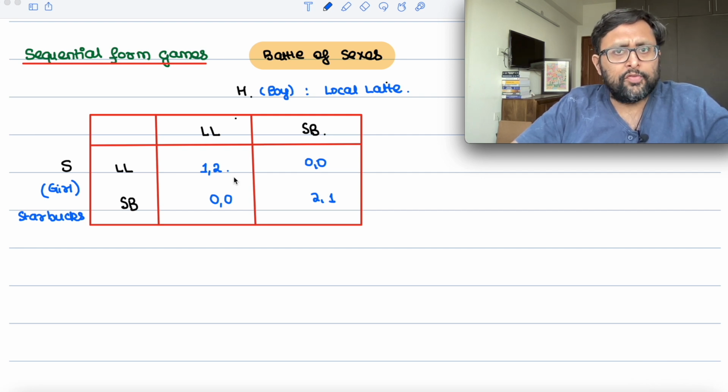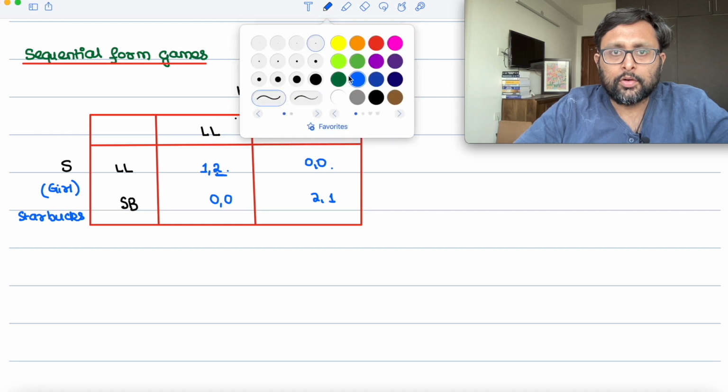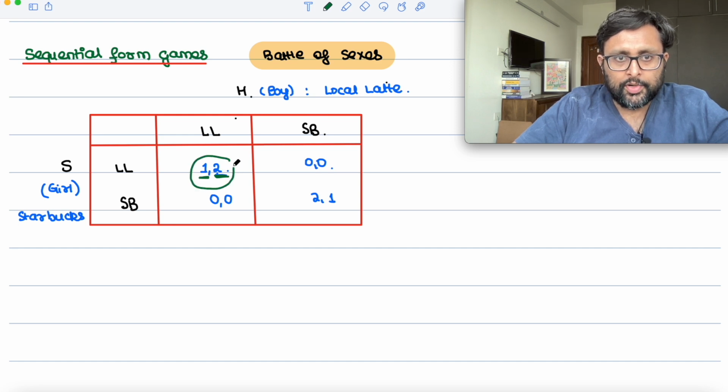Let's look at the game first, just a normal form game, your matrix method. So supposedly, if S chooses LL, then boy has a choice between LL and SB. So he has a choice between 2 and 0. Of course, he'll be choosing 2. He has a choice between this, so he'll be choosing this too. If boy chooses LL, girl has a choice between local latte and Starbucks. So she's comparing 1 and 0. She will be taking up 1. So this is 1 Nash equilibrium.